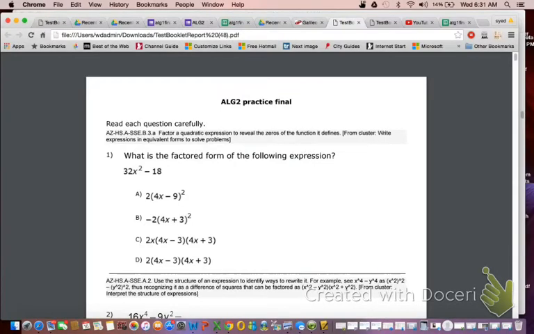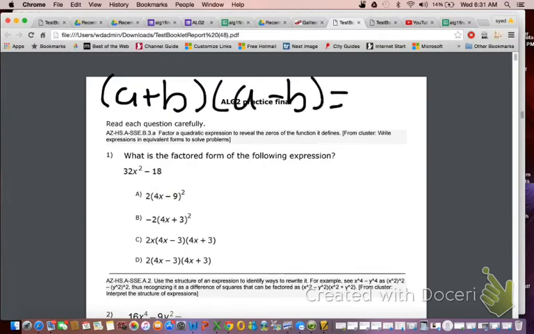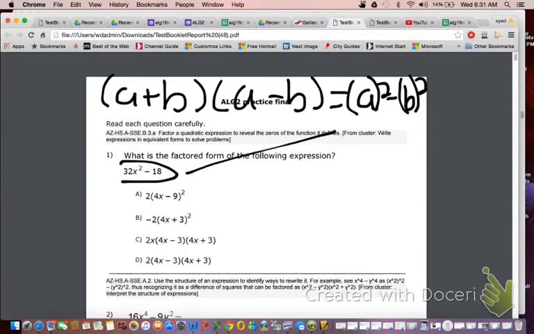Okay, the easiest way to do number one is recognize the difference of squares pattern. Whenever you have (a plus b) times (a minus b), you're going to obtain a squared minus b squared. Let's put it in parentheses. So basically we want to make this look like this.